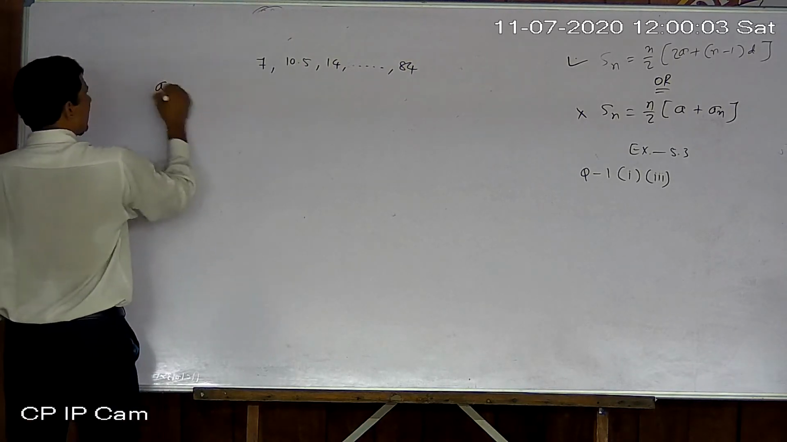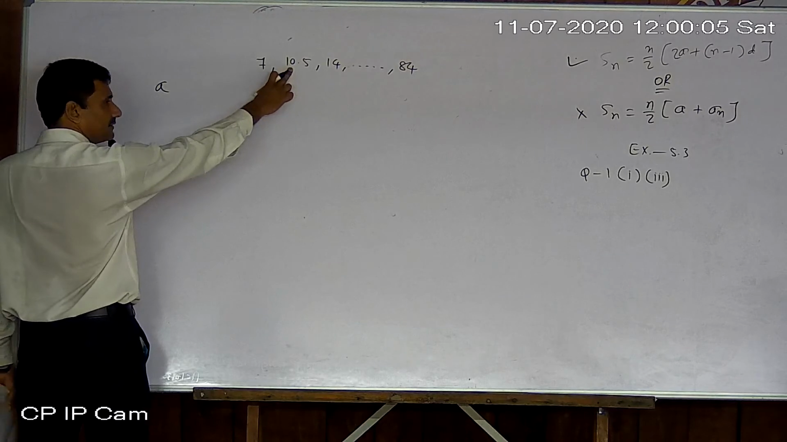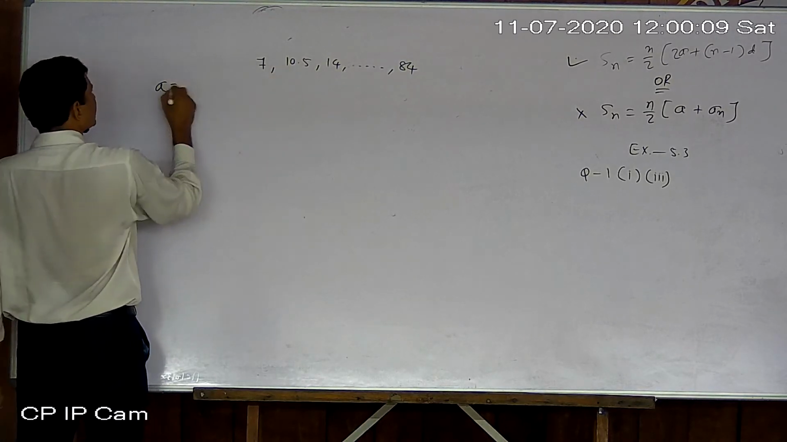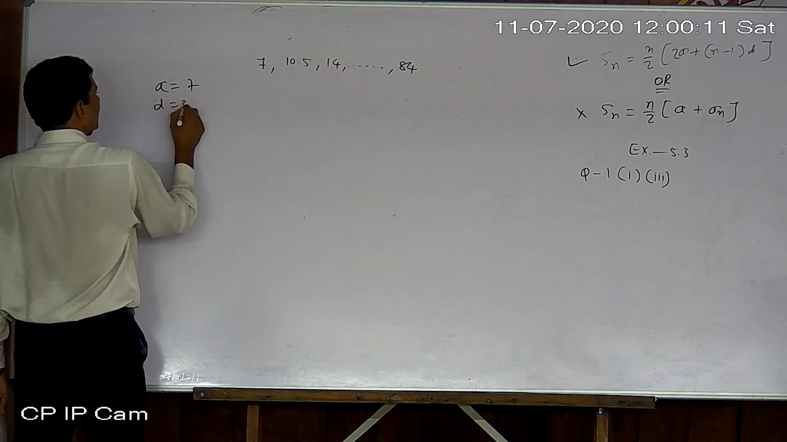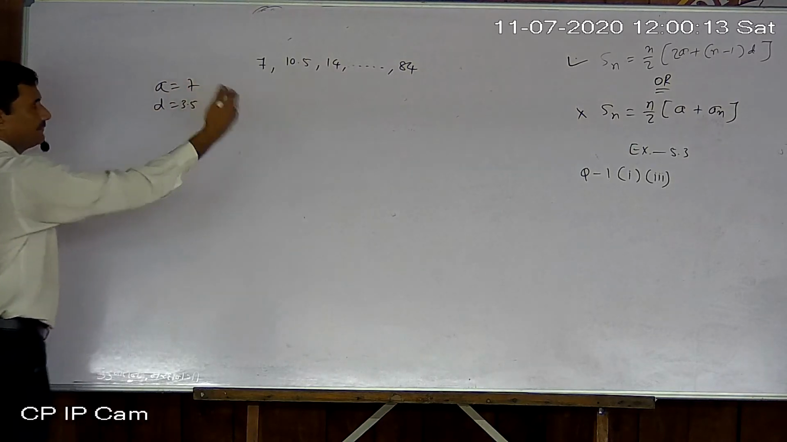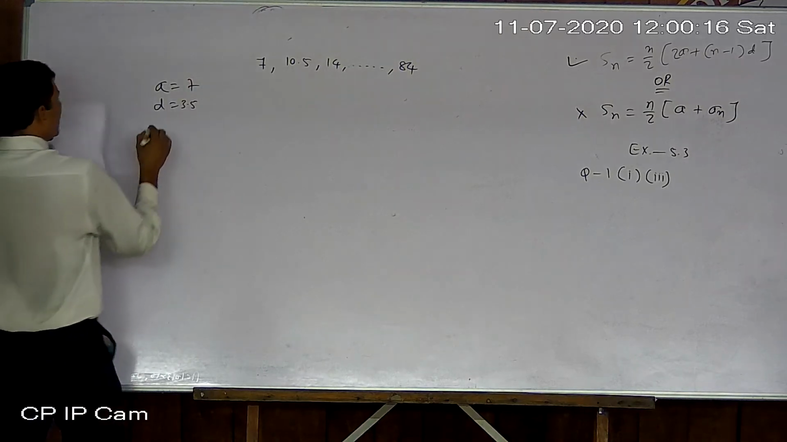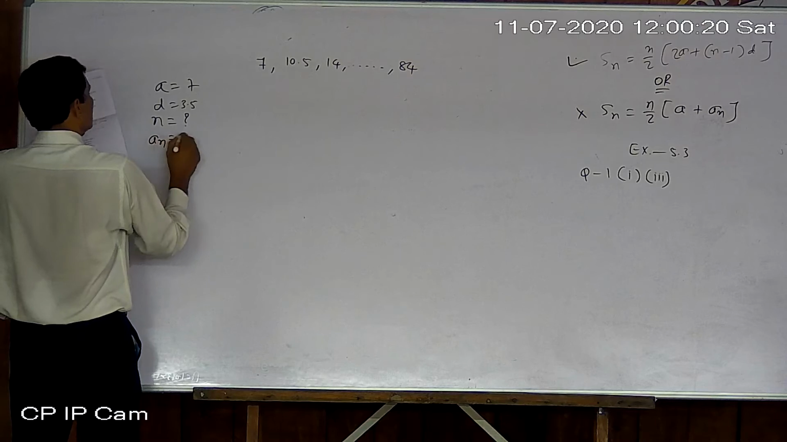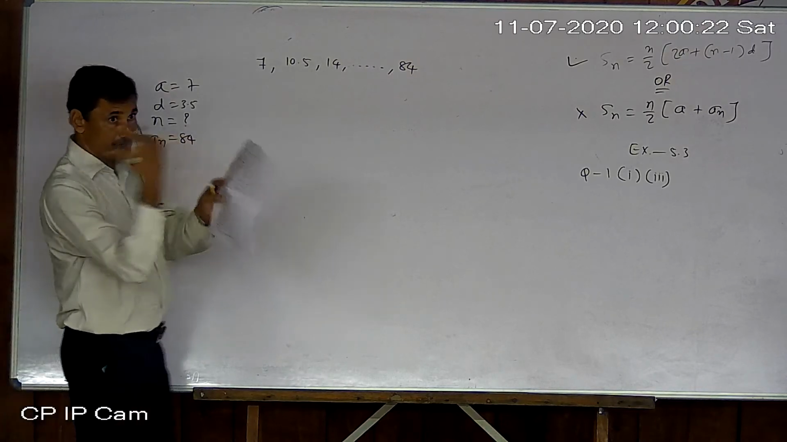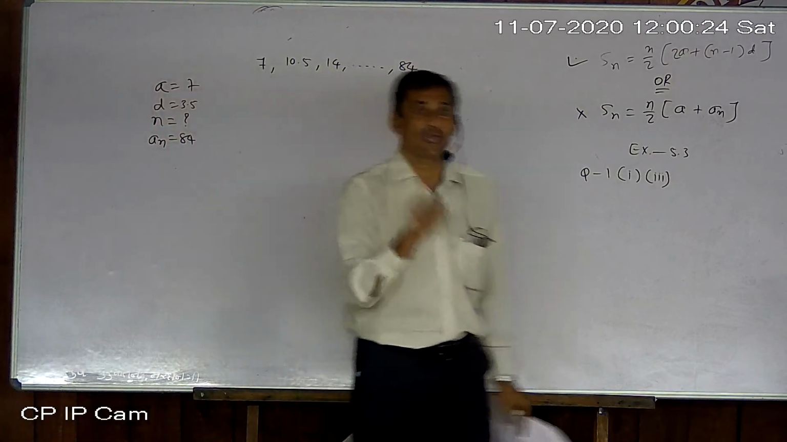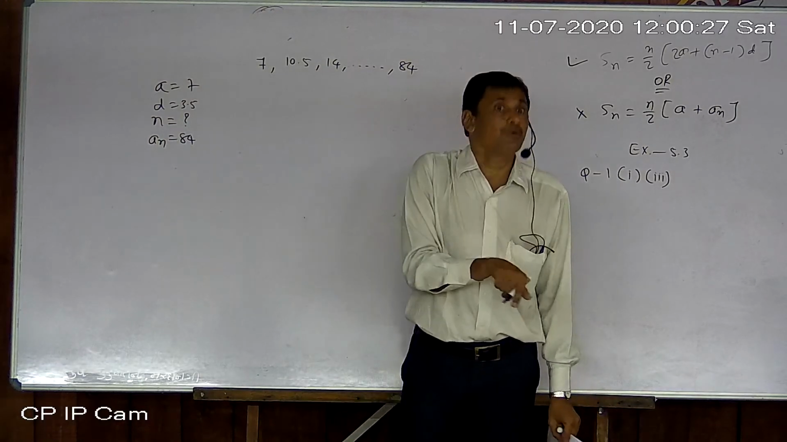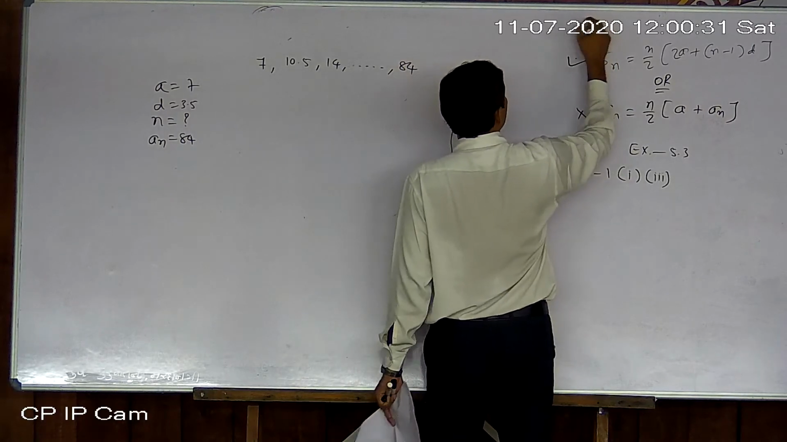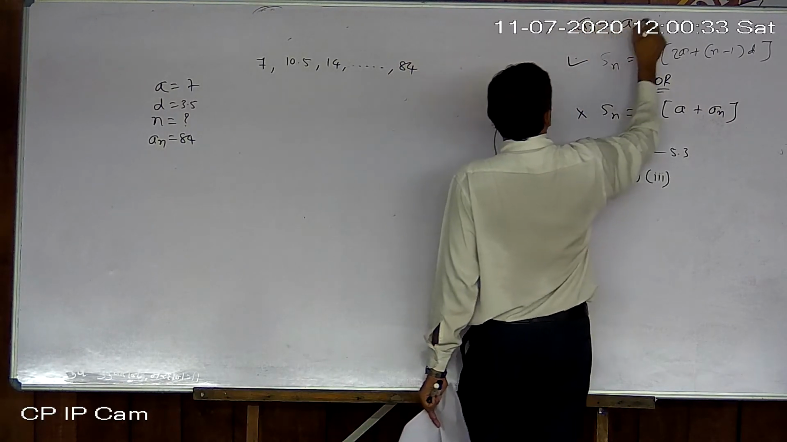Now write down, I converted it into decimal form. Whenever 1 by 2 is there, I always write 0.5. So A is 7, D I can write as 3.5, because 3.5 is being added everywhere. N is not given, but here the last term is given. So according to our previous exercise, we have to find n from the an formula. From the an formula, then only can we write the Sn formula.